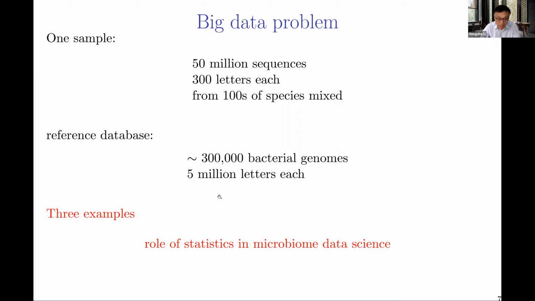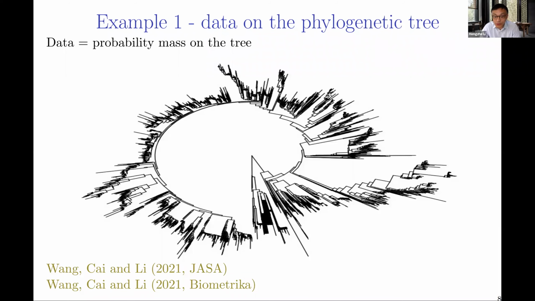In my talk, I'm going to present 3 examples just to demonstrate the role of statistics in microbiome data analysis. The first problem is related to analyzing the data on the phylogenetic tree. So what is a phylogenetic tree? Remember, we are studying many bacterial species, not just a few. Many of those species are evolutionarily related, and a phylogenetic tree gives us a good summary of how they are related. Based on a set of universal marker genes, you can construct this type of phylogenetic tree.